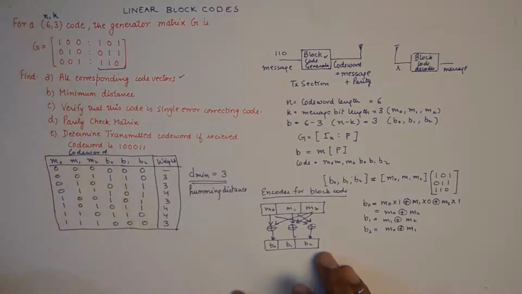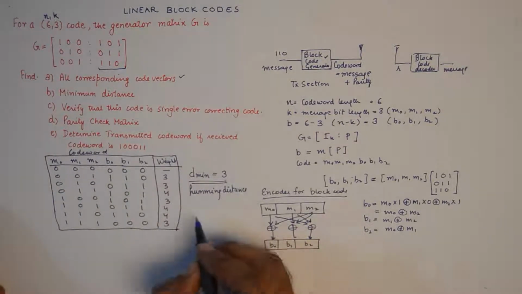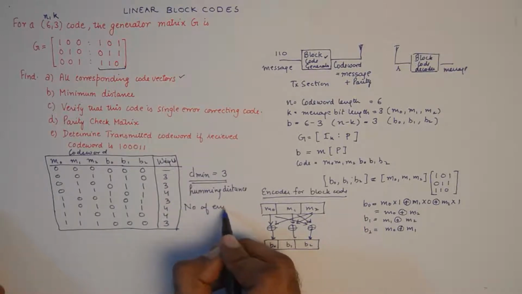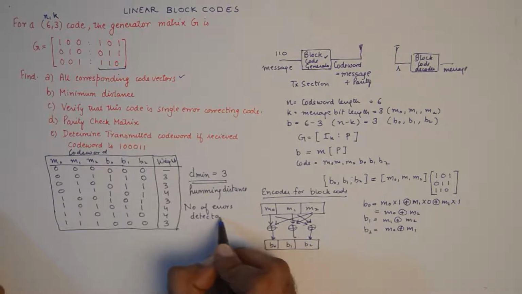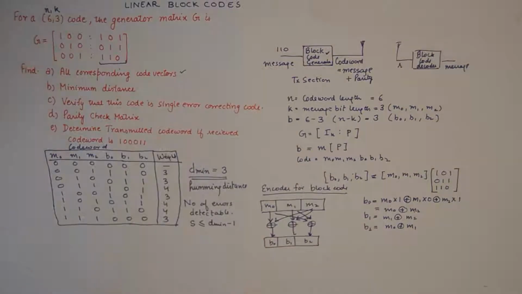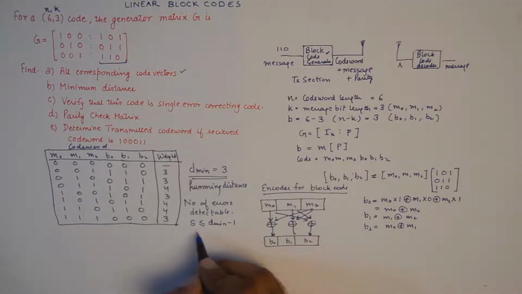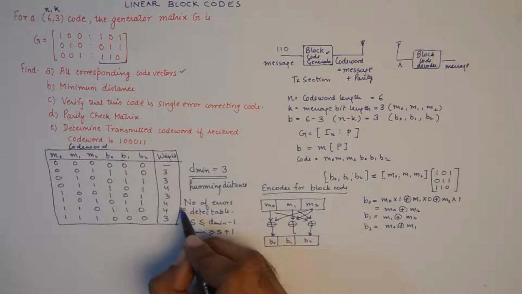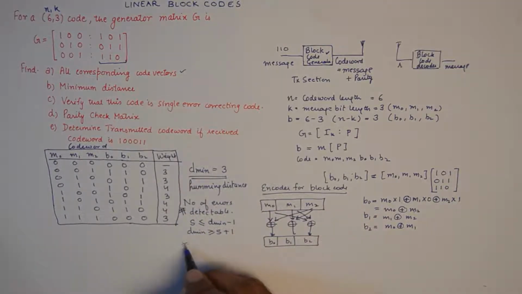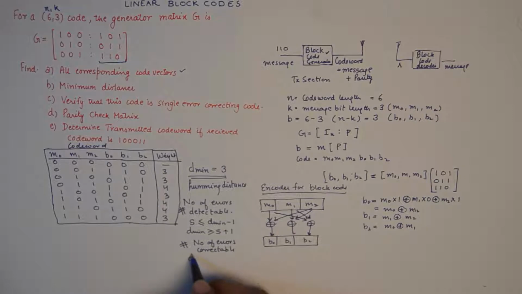Now why is it important to find out the d min or the Hamming distance? Because two of the other quantities, number of errors detectable, depend upon this, because number of errors detectable is specified by S. Now this is given by basically S less than or equal to d min minus 1, because it's derived from d min should be greater than or equal to S plus 1, and this is going to be the first part that we can find out from d min. The next thing that we can find out is number of errors that we can correct and that is given by t. So that has a formula: d min should be greater than or equal to twice t plus 1.